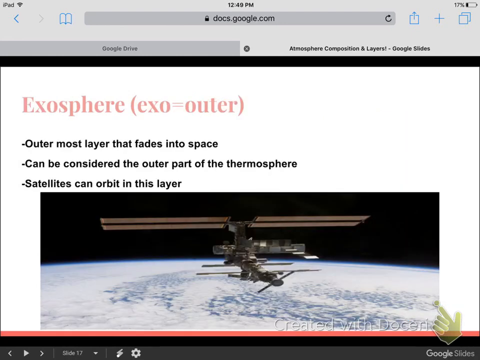The exosphere, some people kind of consider part of the thermosphere, some people consider it its own little layer, but either way, exo means outer, so that's the outermost layer. It's the layer that's going to connect to space and fade off into space. In this layer, you're typically going to find satellites that are orbiting out around Earth.